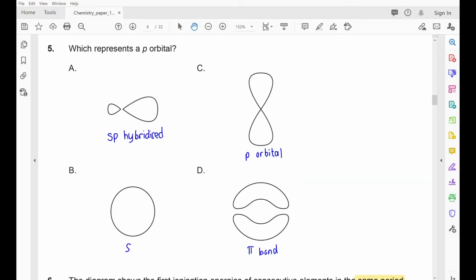Question 5. A looks like an sp hybridized orbital. B is an s orbital. C a dumbbell shape, this is p orbital, and D looks like a pi bond, and pi bond is formed between two p orbitals that overlap sideways. So answer is C.